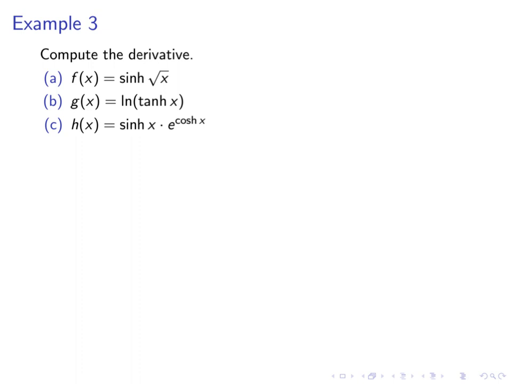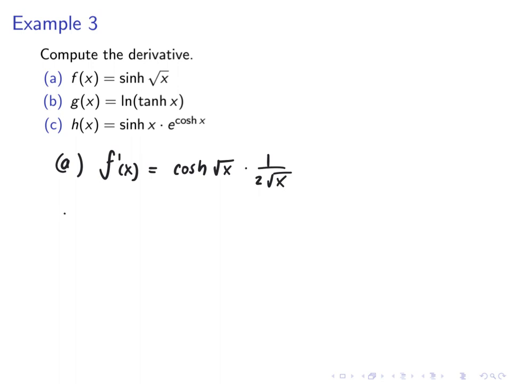So for A, the derivative of f, the outside function is sinh, right? It's a composition of two functions, sinh and root x. So the outside function is sinh. So the derivative of sinh is cosh. So it's just cosh of root x times the derivative of the inside. The derivative of the square root function is 1 over 2 root x. Okay. That's it.